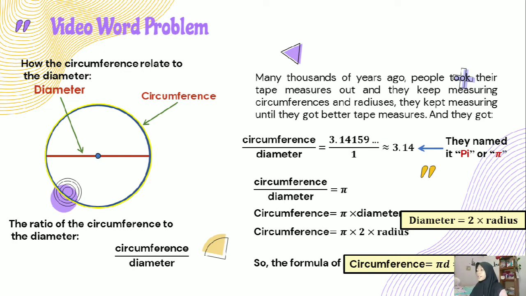Circumference per diameter equals pi. Circumference equals pi times diameter. So circumference equals pi times 2 times radius. So the formula of circumference equals pi times diameter, or 2 times pi times radius.